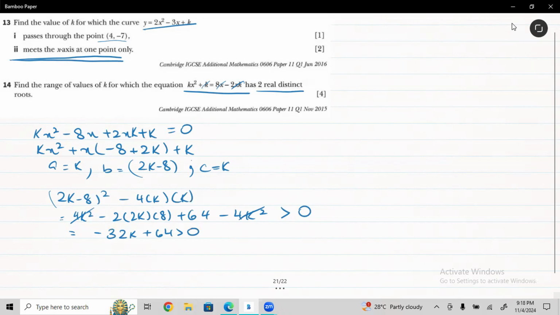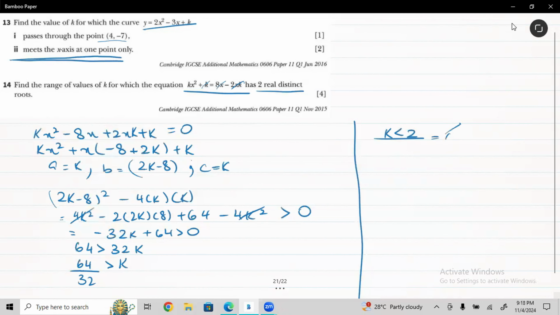We say that 64 is greater than positive 32k. 64 divided by 32 is going to be greater than k. And we say in the end that k is less than 2. And that's our answer. Really simple. You just have to substitute into the equation and start again. It's the same thing repeated multiple times. So no big deal.